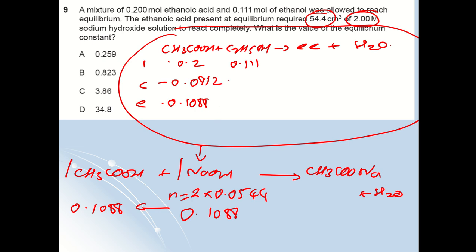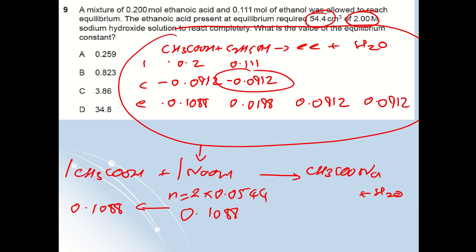So this minus that tells me that this was minus 0.0912. Because they react in a 1 to 1 ratio, if 0.0912 moles of ethanoic acid reacted, the same number of moles of ethanol reacted. Now we started with 0.111 moles of ethanol. Okay, we reacted 0.0912, which meant at the end I will have 0.0198 moles of that. Now, if that number of moles of the reactants reacted, and they react in a 1 to 1 ratio to form products, that will be that, and that will be that.